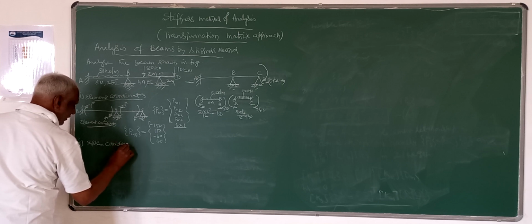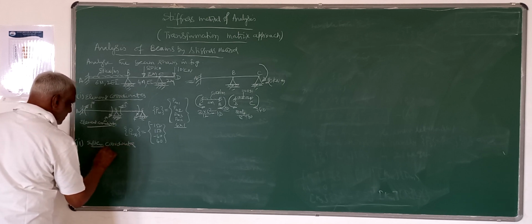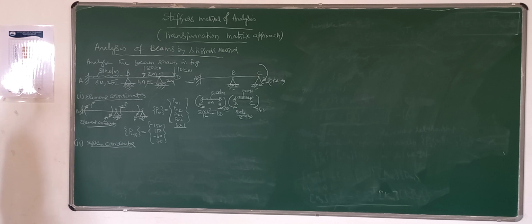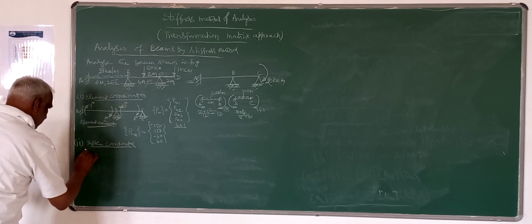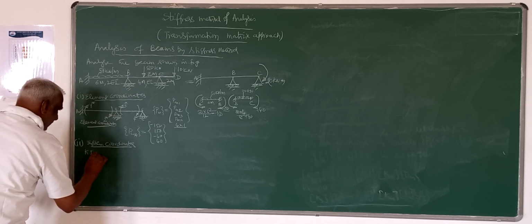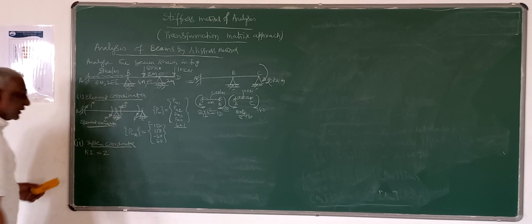Which consists of evaluating what is known as kinematic indeterminacy, the coordinates corresponding to the kinematic indeterminacy of the structure. So in the flexibility method, you are identifying the static indeterminacy, and the coordinates corresponding to those static indeterminacy, you are calling it as system coordinates. Here, the kinematic indeterminacy is equal to this, already you know.